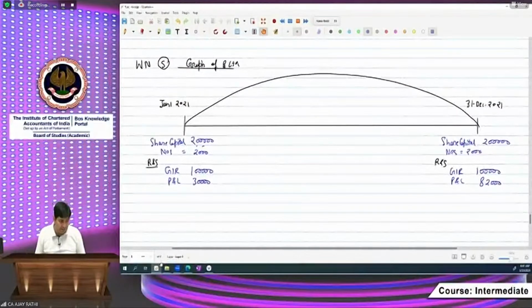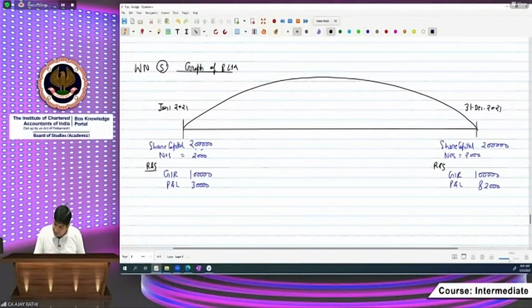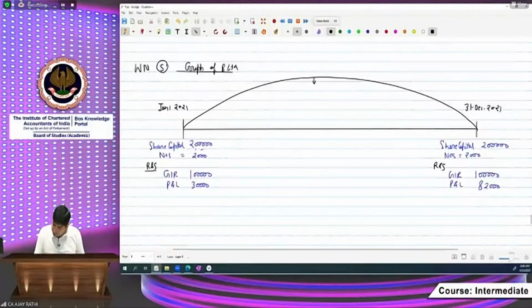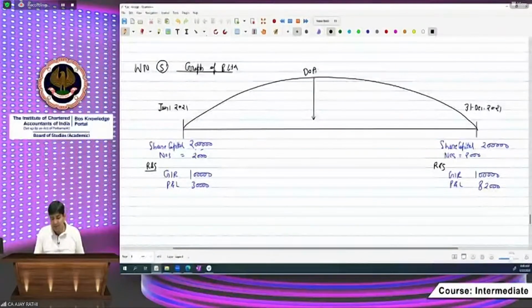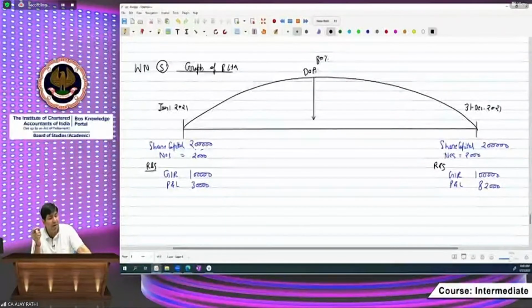Now the question is saying that the date of acquisition is there. What is the date of acquisition? That is 1st July, so that will be approximately the middle. Yes, this is the date of acquisition. At this date, the question is saying that 80%, but I am writing directly the percentage which we have already calculated, 80% shares have been acquired by the holding company.